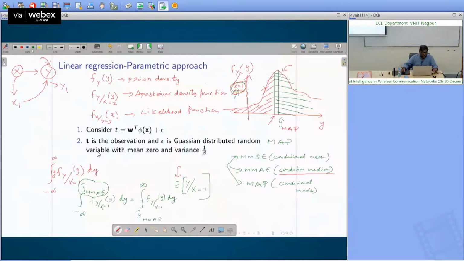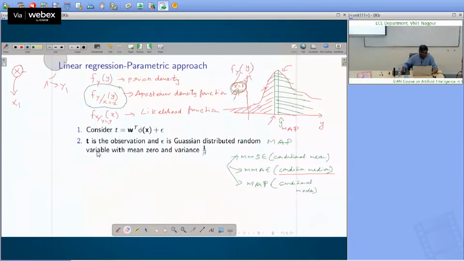But in this case, what we are actually interested in is the posterior density function. The posterior density function is needed for MMSE, MMAE, as well as MAP. But unfortunately, that is not available in the models we normally use. Even in the regression problem of estimating this W, it is difficult to get this posterior density function. So we use the Bayes relationship relating the posterior density function and the likelihood function. They are interrelated.